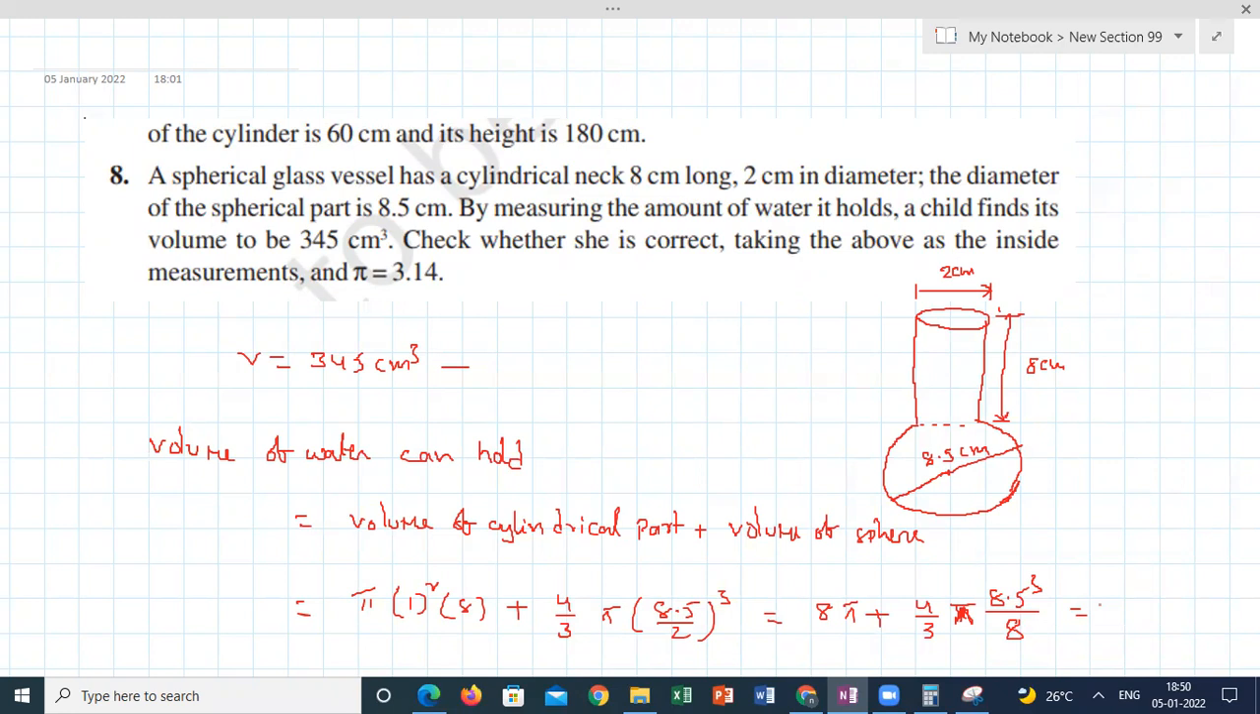Are you clear with my question, students? First of all, is it clear what the question is asking? They gave one volume. They are asking us to check whether it is the correct answer. Yes, sir. So find out the volume. How much are you getting?